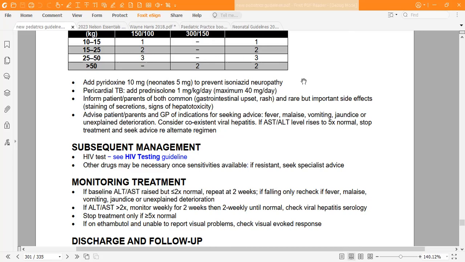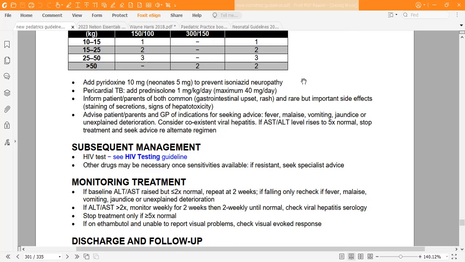If AST or ALT level rises to 5-fold normal, stop treatment and seek advice regarding an alternate regime. So if the liver enzymes, AST and ALT, rise to 5-fold normal level, we have to stop the treatment immediately and seek advice to think about changing this regime of treatment. Subsequent management.